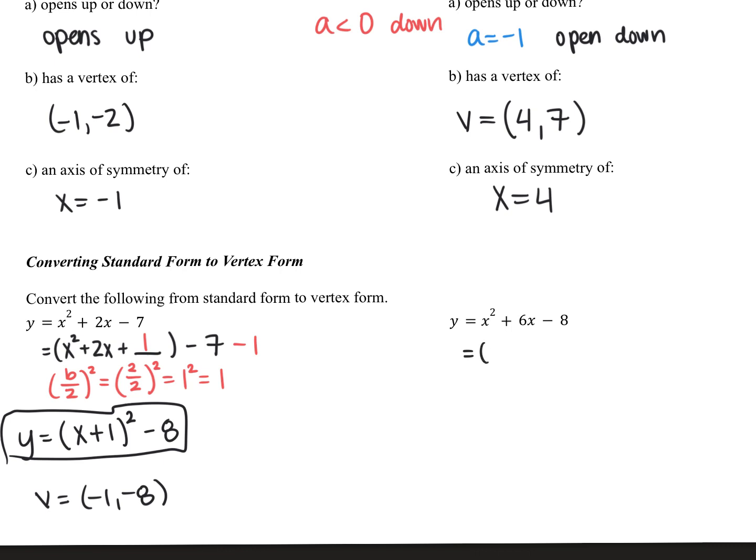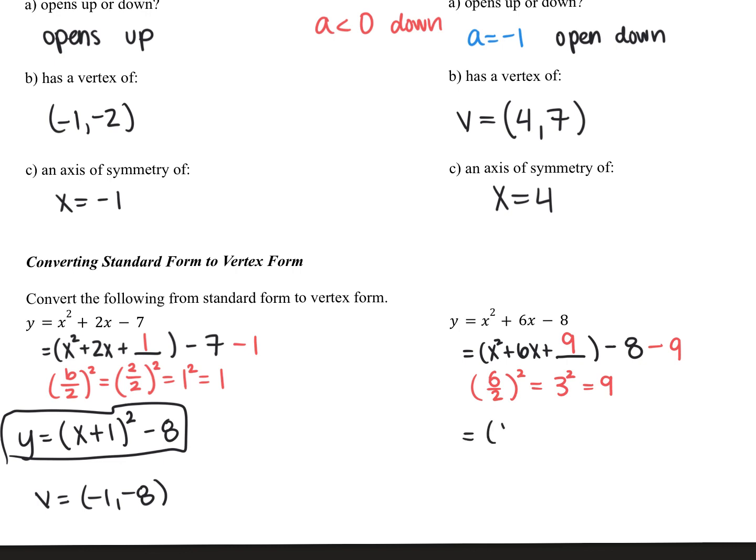First step, we have x squared plus 6x minus 8. We're going to write x squared plus 6x in parentheses. We'll put our minus 8 outside. We're going to do 6 divided by 2 squared. So we get 3 squared, which is 9. So I'm going to add 9 in the parentheses and subtract it outside.